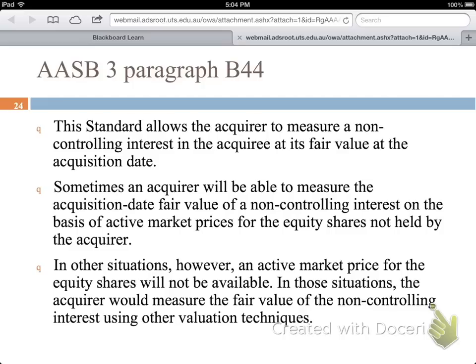Sometimes the acquirer will be able to measure the fair value of the non-controlling interest, and that's if an active market is available for the equity of the subsidiary. Okay, for example, if the subsidiary is listed on the Australian Stock Exchange, then all you do is get the share price multiplied by the number of shares owned by the non-controlling interest. The accounting standard says that if there's no active market, you should still calculate it and find other valuation techniques to do so.